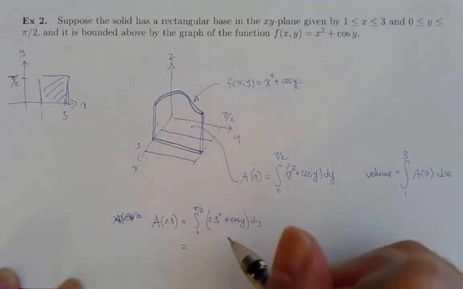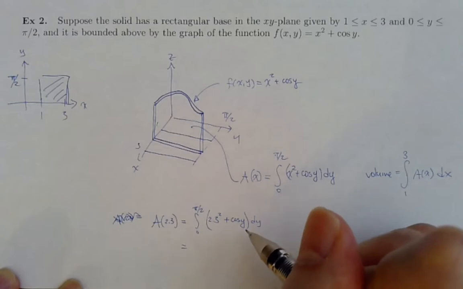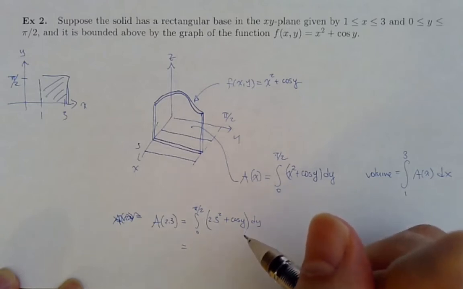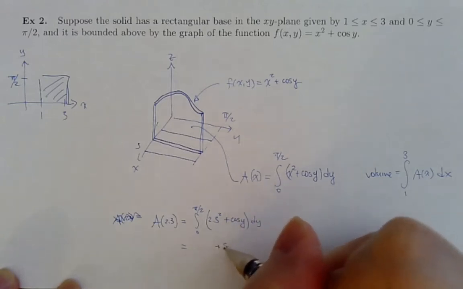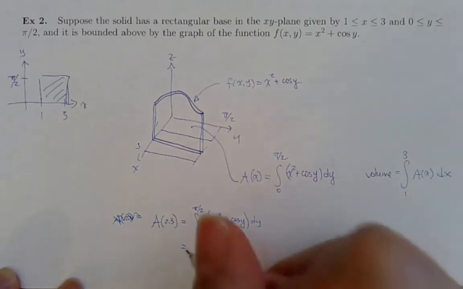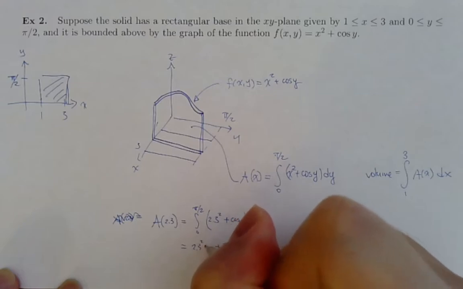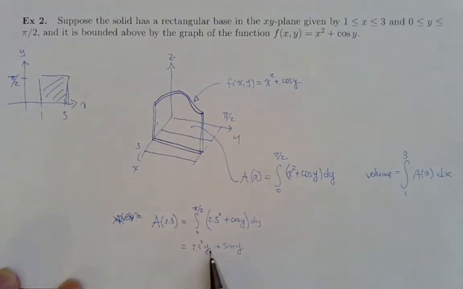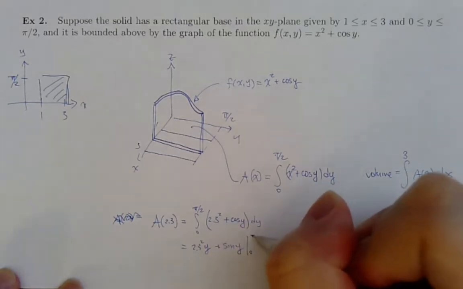What is that? Well, I know how to integrate this. What's the integral of cosine y? I think that's plus sine y. What is the integral of 2.3 squared? It's 2.3 squared times y. If I take the derivative, then I get back 2.3 squared. Evaluate it from 0 to pi over 2.